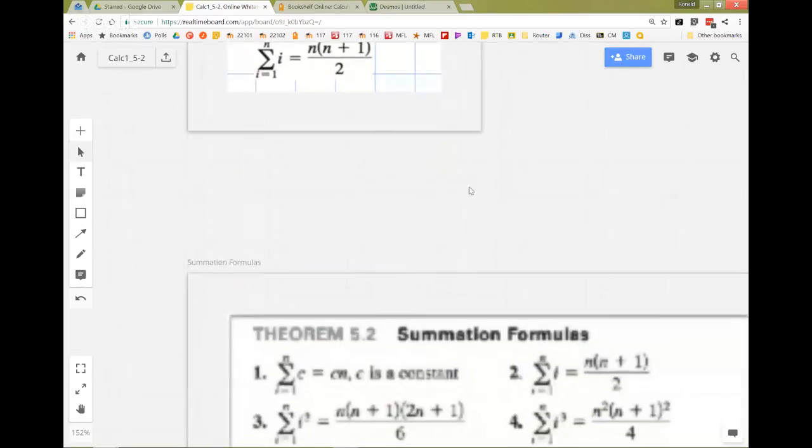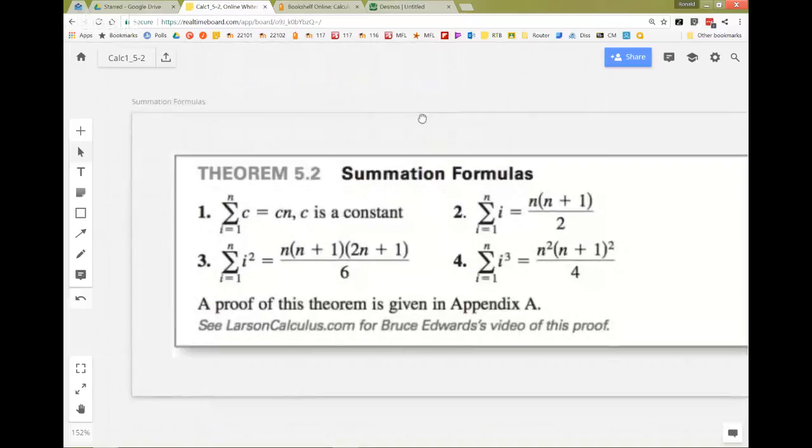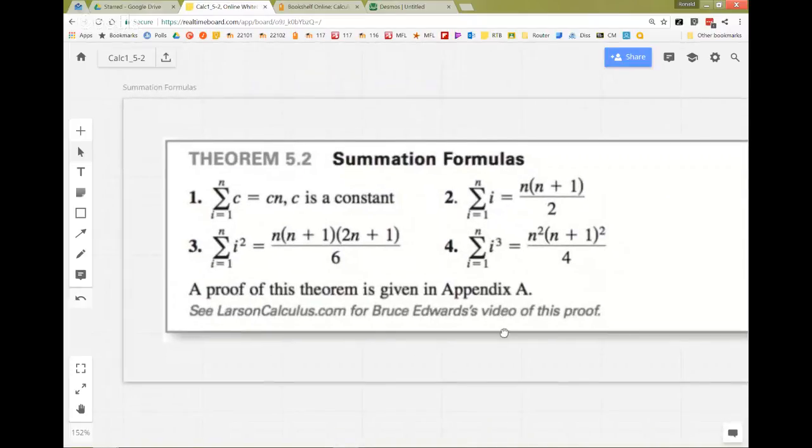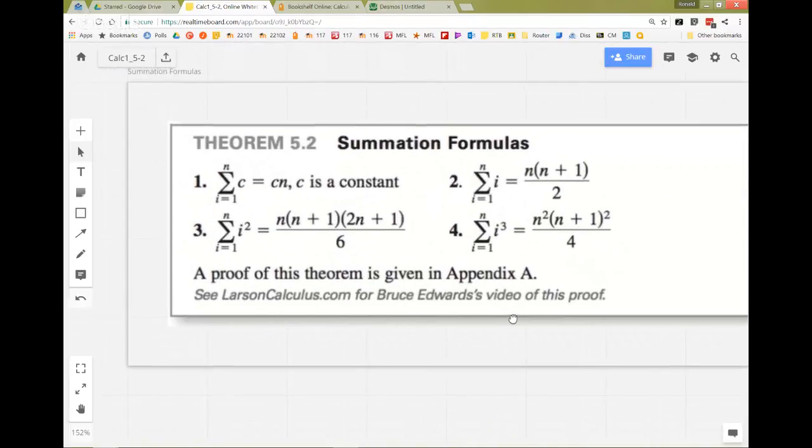Just kind of an interesting little history. And here are all the famous summation formulas. Here's the one we just did right over here. That's the one we just did, and Carl Gauss came up with that. Yes, I know, he was in grade school. Pretty cool, though. All right, now look at number 1.